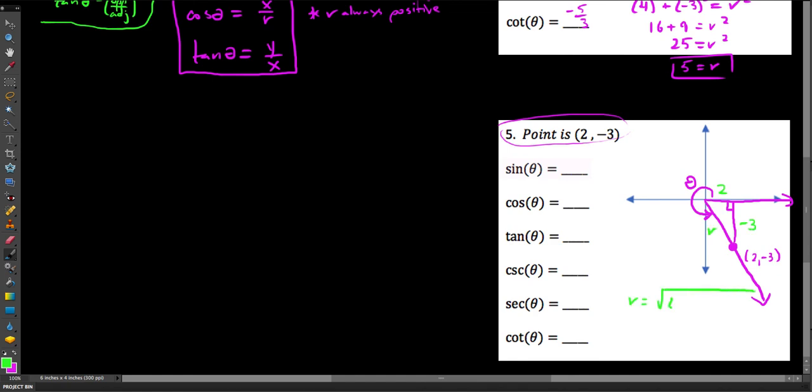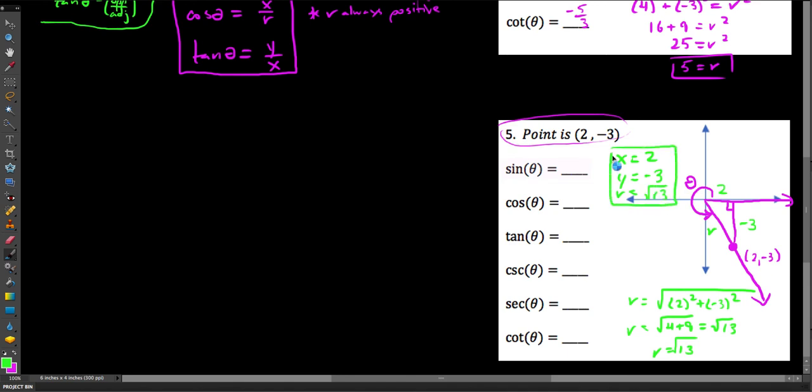We say that r is always the square root of 2 squared plus negative 3 squared. This is just our Pythagoras here. So we get the square root of 4 plus 9, or in other words, the square root of 13. And this is kind of how I want you to leave it, the square root of 13. So putting our little index off on the side here, x equals, y equals, r equals, we get x equals 2, y equals negative 3, and r in this case is just positive root 13.